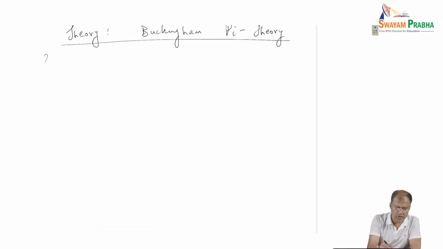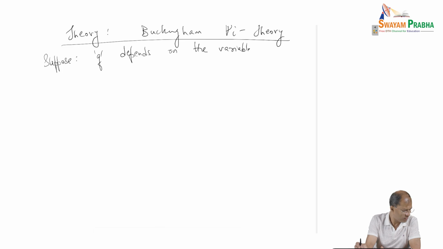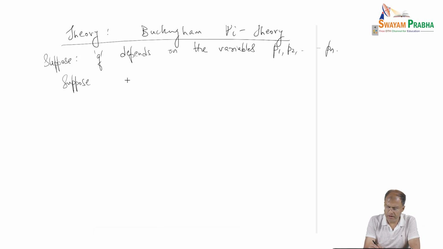So suppose the quantity q depends on the variables p1, p2, up to pn, and suppose that each of these variables, the p's, can be expressed in the form of the fundamental dimensions L, T and M.